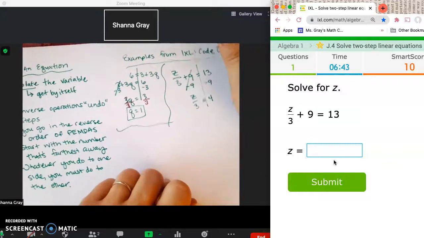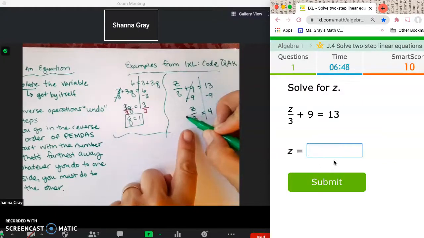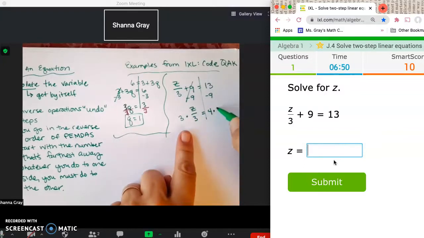And then this is Z divided by 3. So the opposite of dividing by 3 is to multiply both sides by 3. This is kind of like saying 3Z divided by 3, but these 3's are going to cancel because one's in the top of the fraction and one's in the bottom. And so I end up with Z equals 12.